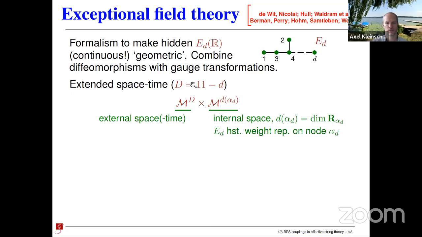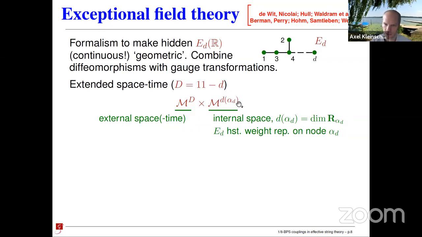The way this works is that you work on an extended space-time. There is an external d-dimensional space-time, usually referred to as the uncompactified dimensions. Then instead of the usual compactified dimensions, you take an extended internal space. To have manifest E_D symmetry, this space must carry an action of E_D. So it's much larger, because its dimension is given by a certain irreducible representation of this exceptional symmetry group, the highest weight representation on node alpha_D, the Dth node of this diagram of the exceptional symmetry group. So this dimension d_alpha_D is bigger than little d.